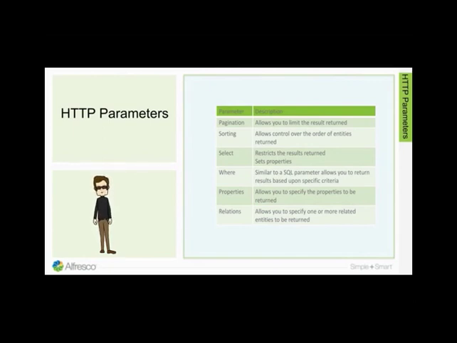Select restricts the results returned or allows you to set a partial update of an object. Where allows you to restrict the objects returned using a predicate, similar to a SQL statement. Filtering allows you to restrict the properties returned by including only a subset of properties. And relations allow you to include related items in the results returned.